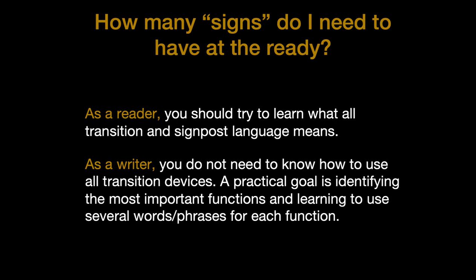As a reader, my advice is that you should try to learn what all of these transition and signpost language mean, so that you can read more quickly and more efficiently. As a writer, I think it's more practical to say that you should identify the most important functions and learn a few of the words and phrases that go with those. Again, you're not going to be very creative. You're usually not going to change or alter these words like however, nevertheless, moreover, for instance. You just need to learn them and understand how they function.